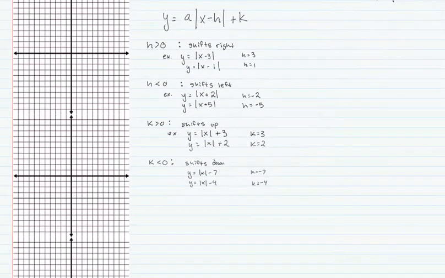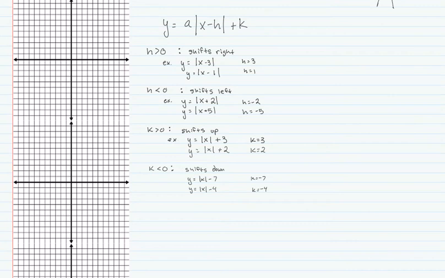Moving forward, h and k affect shifts. So if h is positive, if h is greater than 0, we're going to shift right. And here's a couple of examples below. So if you see x minus 3 or x minus 1, that means h is equal to a positive 3 and h is equal to a positive 1. Because inside, it should be x minus h. So if it reads x minus 3, you actually replaced h with a 3. A positive 3, that is.